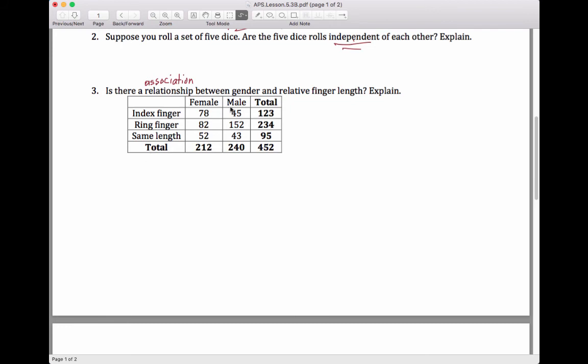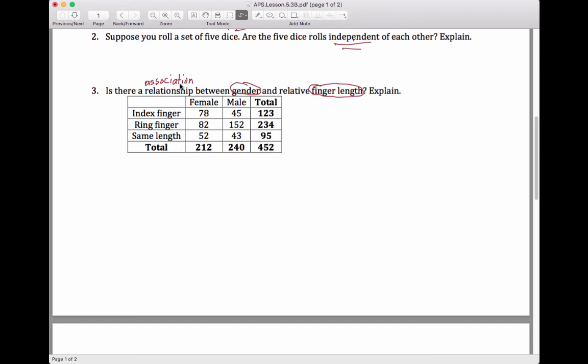So they want to know if there's anything going on between gender and finger length. So if you just kind of say that out loud, what does it mean to have a relationship between gender and finger length? Well, it means that if you are a particular gender, then that might affect the probability of which finger is longer. These are the finger length survey questions from Census at School. So if there is some sort of relationship, then maybe females have a higher probability of an index finger being longer, or maybe males have a higher probability of the finger length being longer.